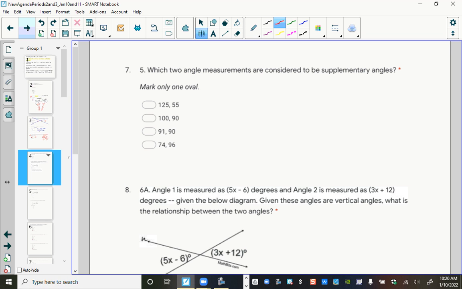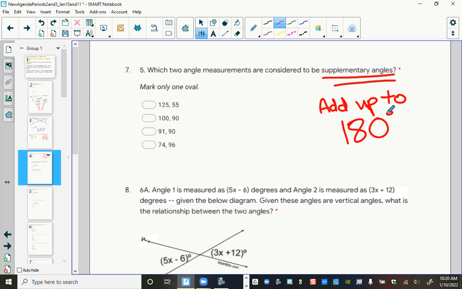Supplementary. You must add up to one number. Add up to 180. Oh, really quick, I should have said on that previous problem, I did start that previous problem. This one I'm going to start as well. Add up to 180. So, out of our four choices, which one adds up to 180?